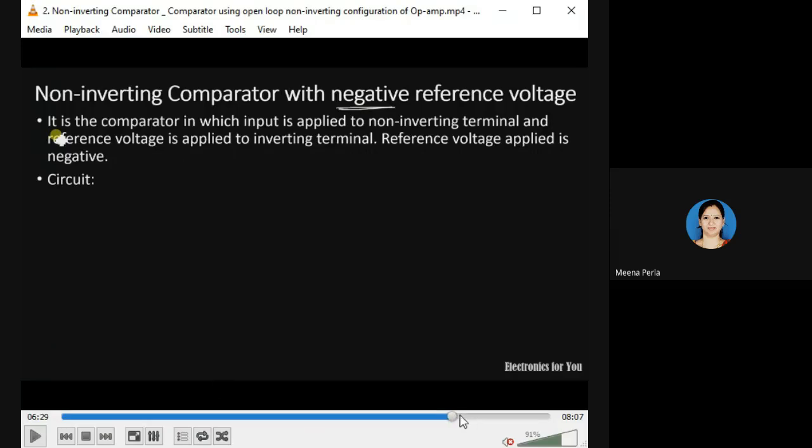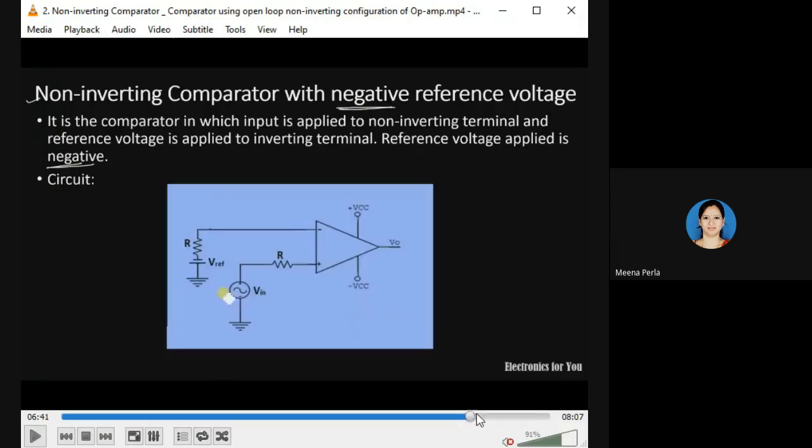So the circuit diagram will look like this, let me show the circuit diagram. Here this is the circuit diagram for negative reference voltage, where you can see the entire circuit is the same, where input is applied to the non-inverting terminal, but only at the inverting terminal you will have the negative reference voltage applied to this input. So this is the circuit of the non-inverting comparator with negative reference voltage. Moving further with the waveform, please draw this circuit diagram.